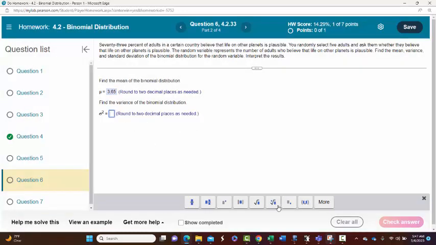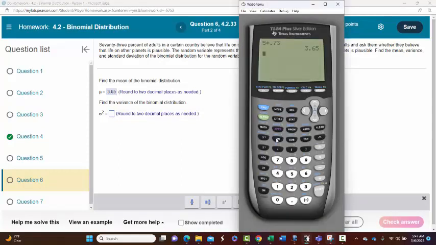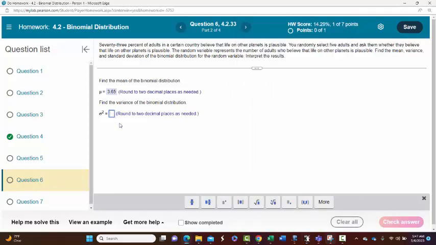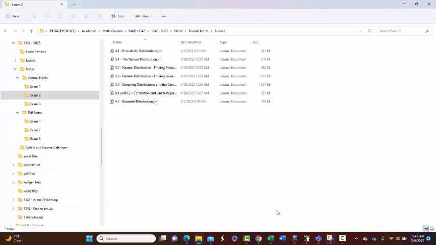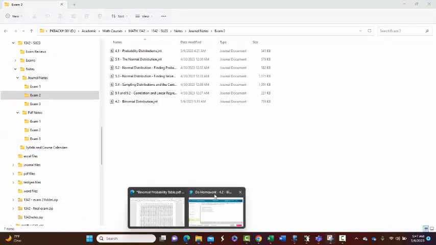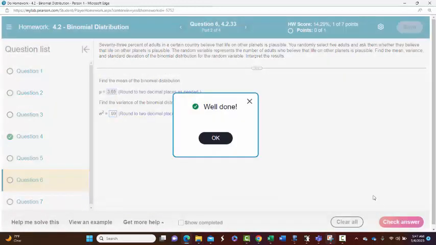Variance is npq. Now you can do this a couple ways. I can go second enter, and you can either figure out what 1 minus 0.73 is, or you don't have to figure it out. Just put it directly in here as 1 minus 0.73. It'll take care of it for you. That's your q. So there's npq right there. Let's try to 2 decimal places. So let's try 0.99. Well done.